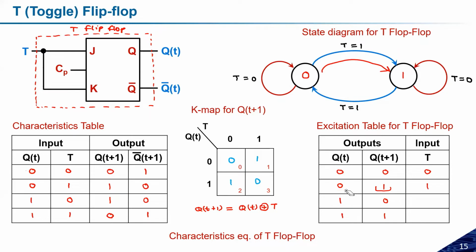Now let us talk about the third case, where Qt is equal to 1 and Qt+1 is equal to 0. What does it mean? We are considering this particular loop. If this loop is considered, we need to have T equal to 1. And again for 1 1, this loop will work and T equal to 0 will be there. So this is how the excitation table for the T flip-flop will look.